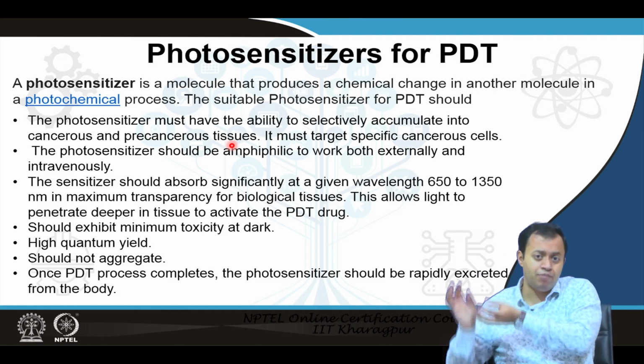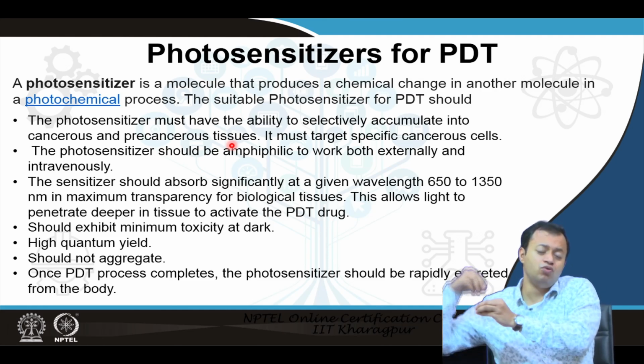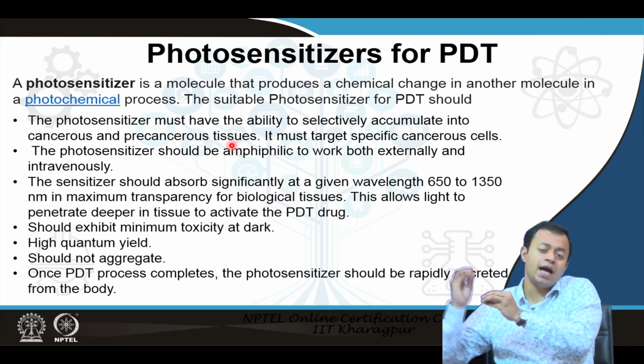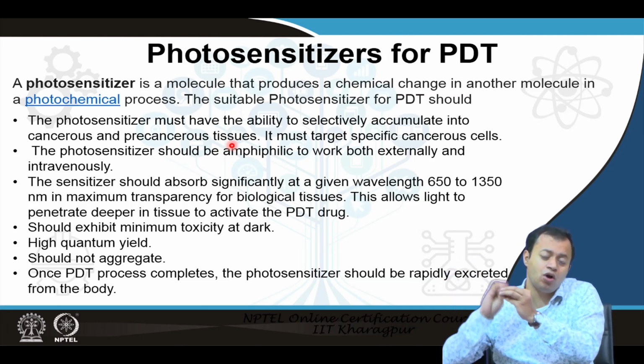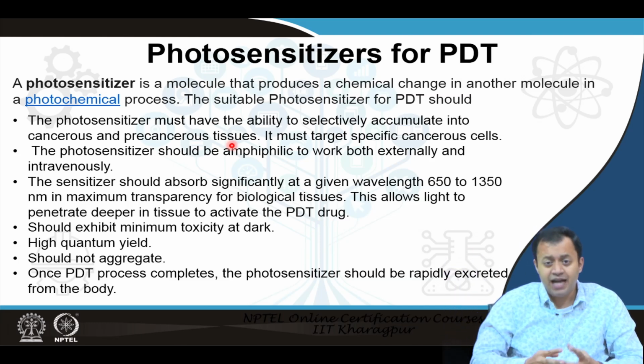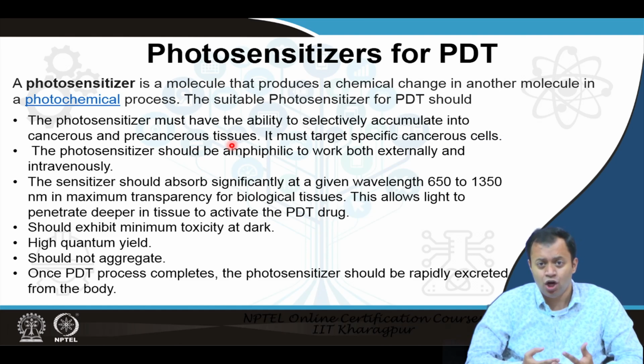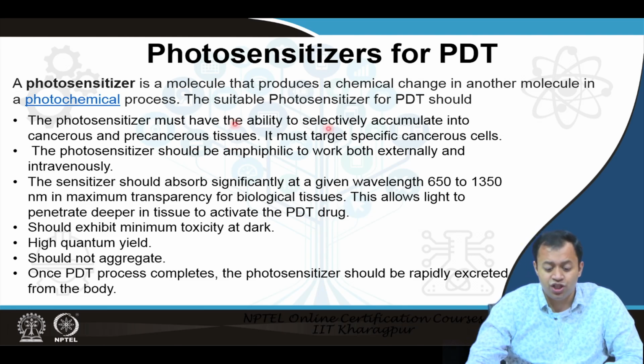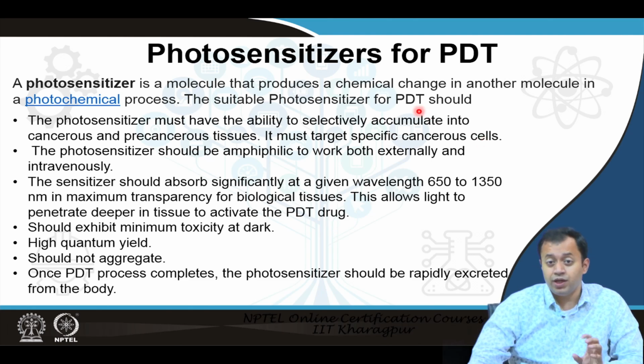You understand the abnormality. From that abnormality, you develop a drug that can only attach to that abnormality region. And that is a huge area of active research. Not every PDT drug is selective. The efficiency and overall the cost also depend on how selective it is, so that it accumulates only in the cancerous and the precancerous tissue. It must target specific cancerous cells, and this is the point that I figured out.